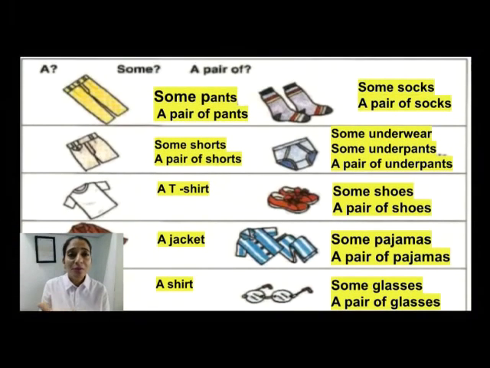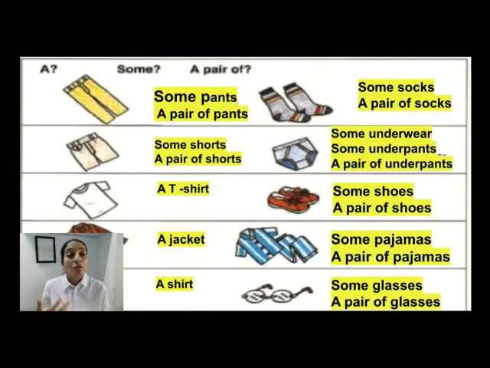Bye. Now, why do we use the word some or a phrase like a pair of with the clothes we wear or put on? Alright. So the phrase a pair of means two things that are used together like socks or earrings, right? And two items that are joined together like your pants or your shorts. So we have a choice. We could use the word some, or we could use the phrase a pair of. For example, some pants or a pair of pants, some socks or a pair of socks. Similarly, some shorts or a pair of shorts, some underwear or some underpants, or you could say a pair of underpants.